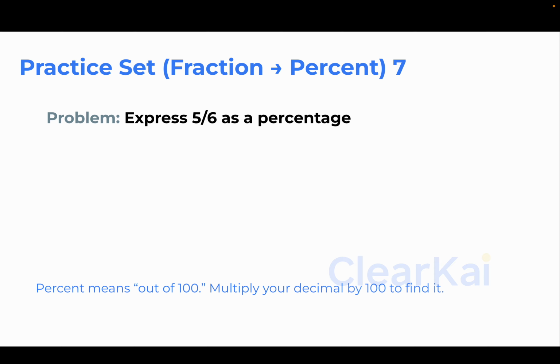Here's one last example. We are converting 5/6 to a percentage. We start by dividing 5 by 6. That gives 0.833 repeating. Next, multiply that decimal by 100 and we get 83.33%. So 5/6 equals 83.33%. And that's the pattern you should remember for any problem like this.